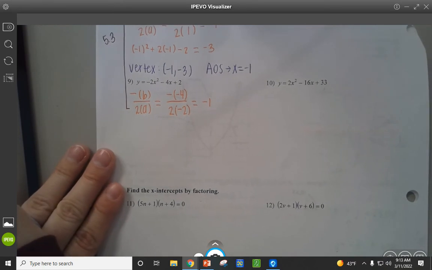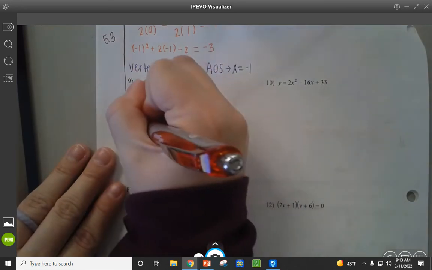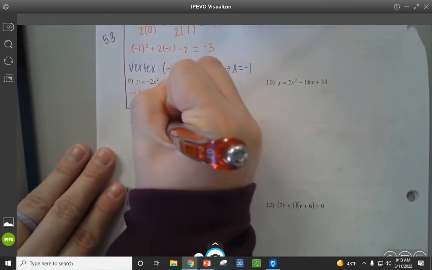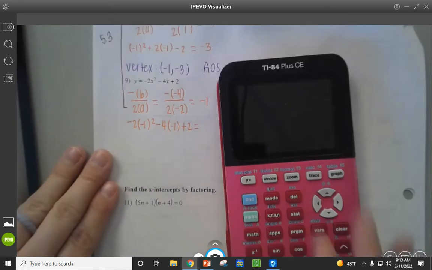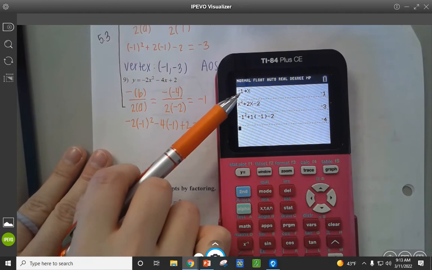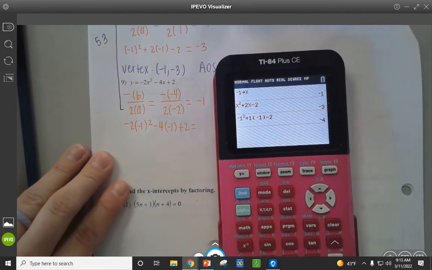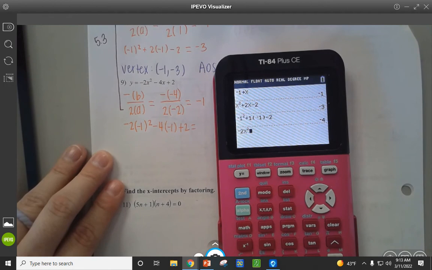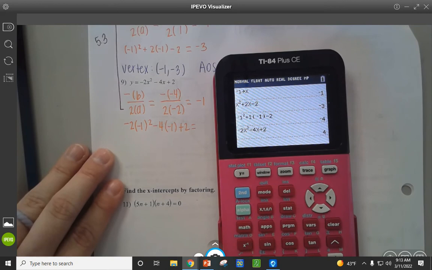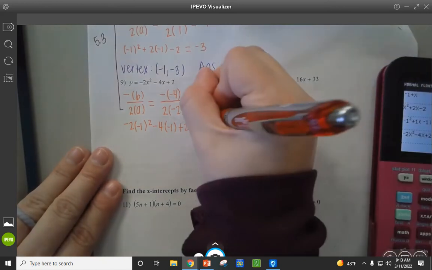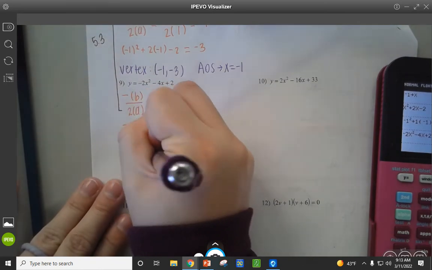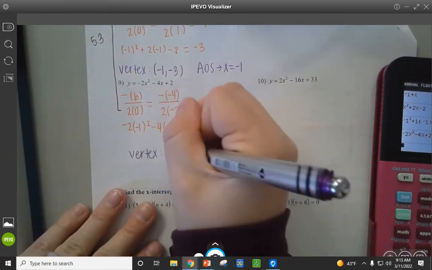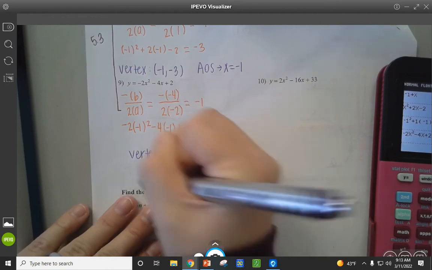Okay, that's good. And then we plug in that negative 1. My last x that I stored was -1, so I don't have to type that in again. I just type in -2x squared minus 4x plus 2, and we get 4. So the vertex is -1, 4.